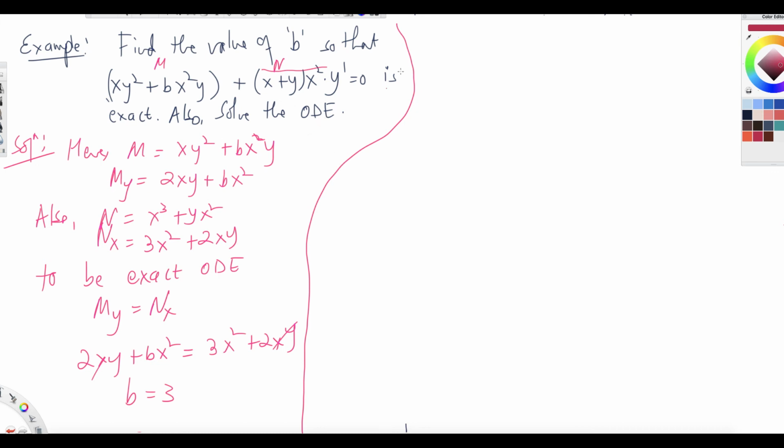Now how do I solve this? To solve this, we need to find a function psi, so that psi sub x equals M, and then psi sub y equals N. That's what we use to solve this, right? So what is psi sub x? Psi sub x equals M, which is xy squared plus 3x squared y. You see that? Because I use that value of b as 3.